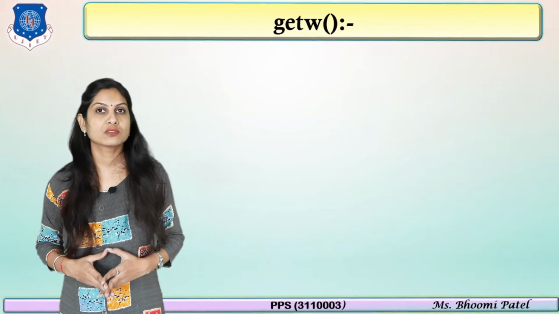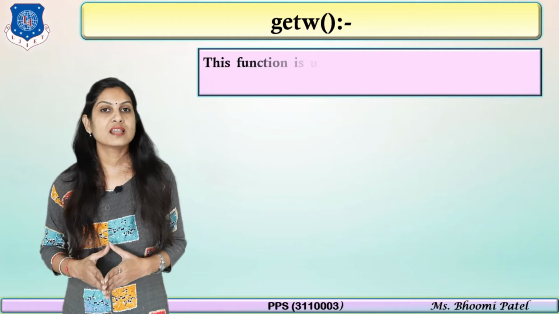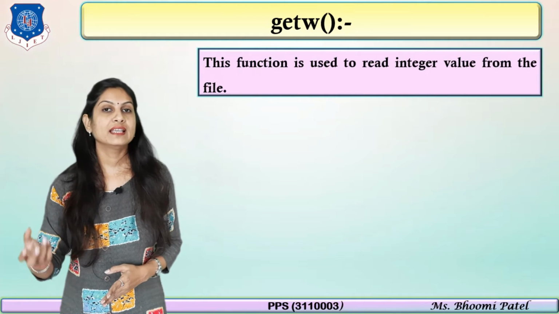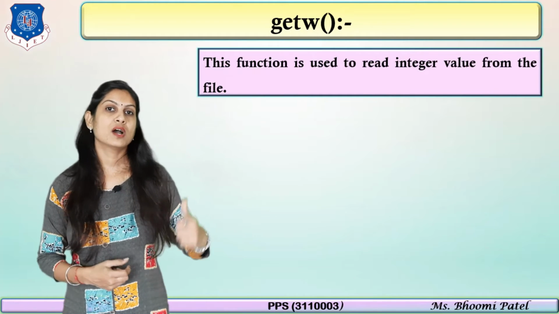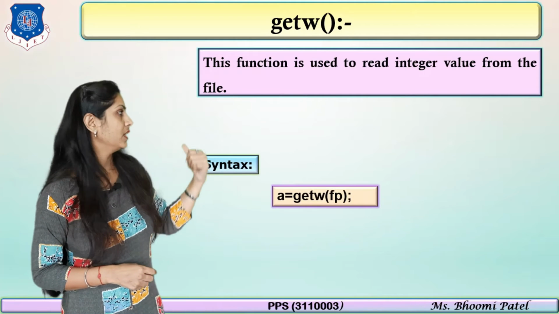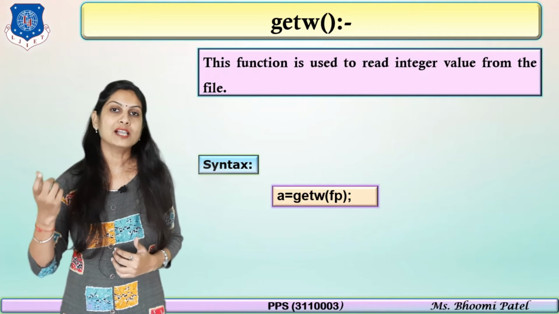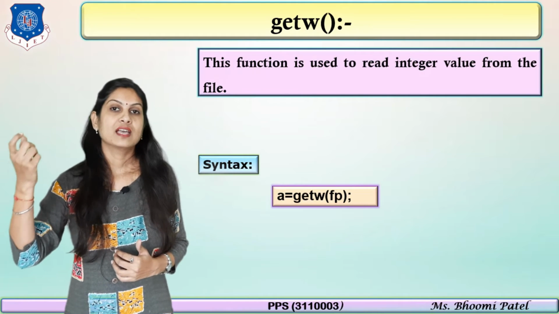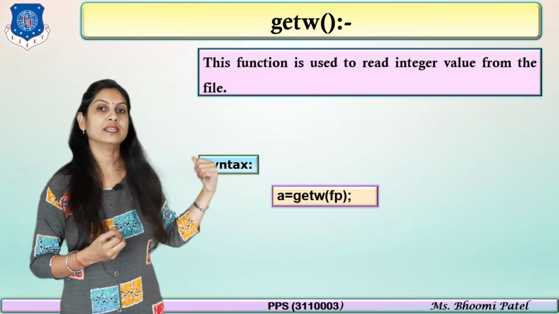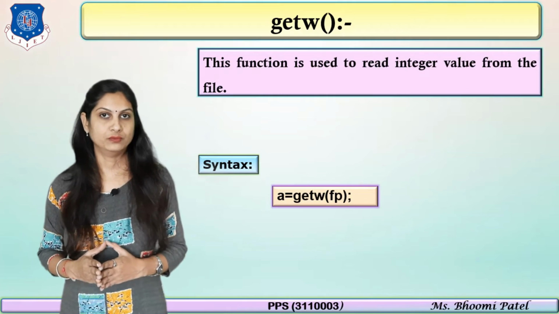Now move on to another function, that is getw. W now stands for integer value. Suppose you want to read an integer value from your file, then you simply use this function, and the syntax is very simple. a = getw(fp) means your file pointer points to a file, and from it reads an integer value and stores it in a variable a, where a is nothing but an integer value.